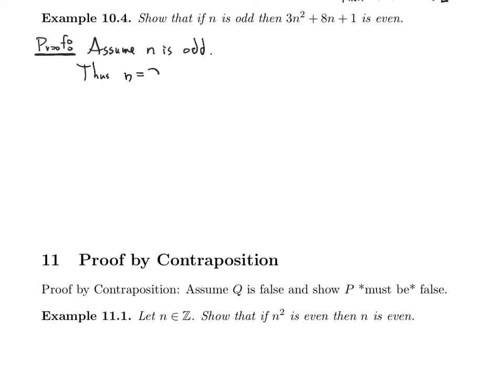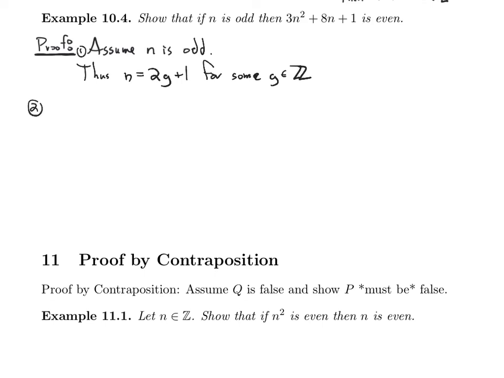Thus, n is 2 times, I'm not going to use k this time just because I used k before. We can use whatever letter we like. So let's use 2 times, I don't know, g. Why not? Plus 1 for some integer g. Okay, we know it's odd. We're good to go. That's the first part.